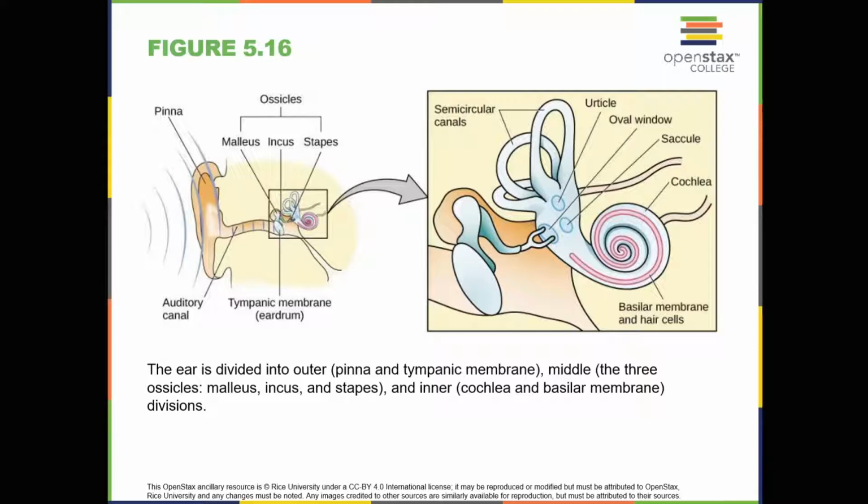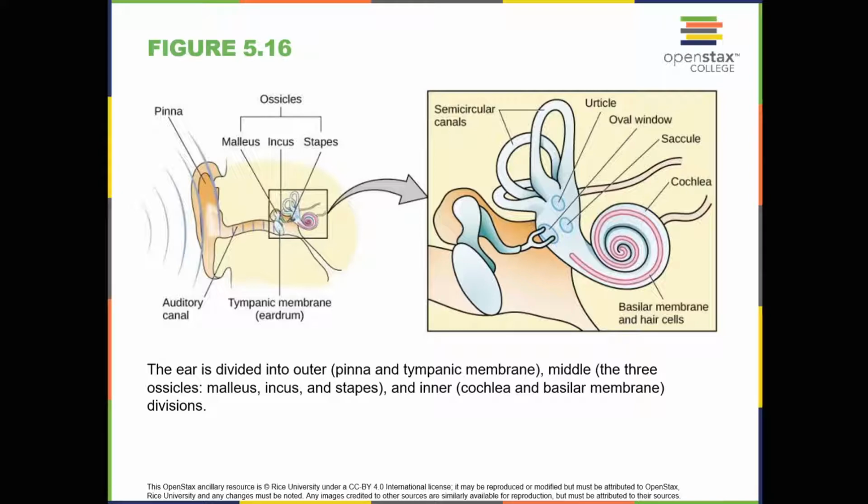Sound waves travel along the auditory canal and strike the tympanic membrane, which causes it to vibrate. This vibration results in movement of the three ossicles. As the ossicles move, the stapes presses into a thin membrane on the cochlea known as the oval window. As the stapes presses into the oval window, the fluid inside the cochlea begins to move, which in turn stimulates hair cells, which are the auditory receptor cells of the inner ear embedded in the basilar membrane.